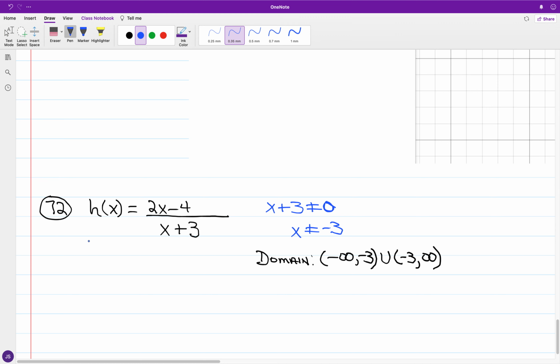And once again, h of x is already in simplest form. Now the numerator could factor out to 2 times the quantity x minus 2, but there's not going to be any cancellation of terms between the numerator and denominator. And so our restricted value is going to be the vertical asymptote.